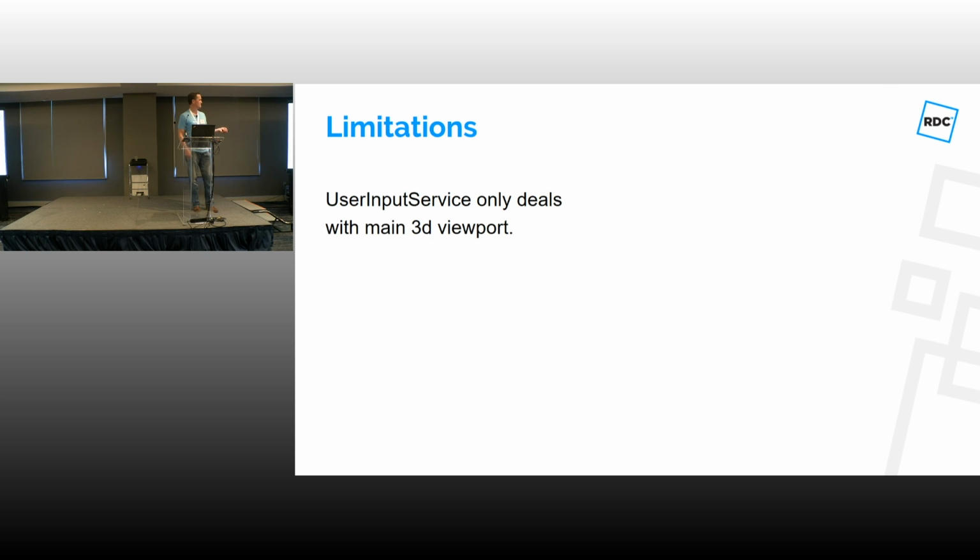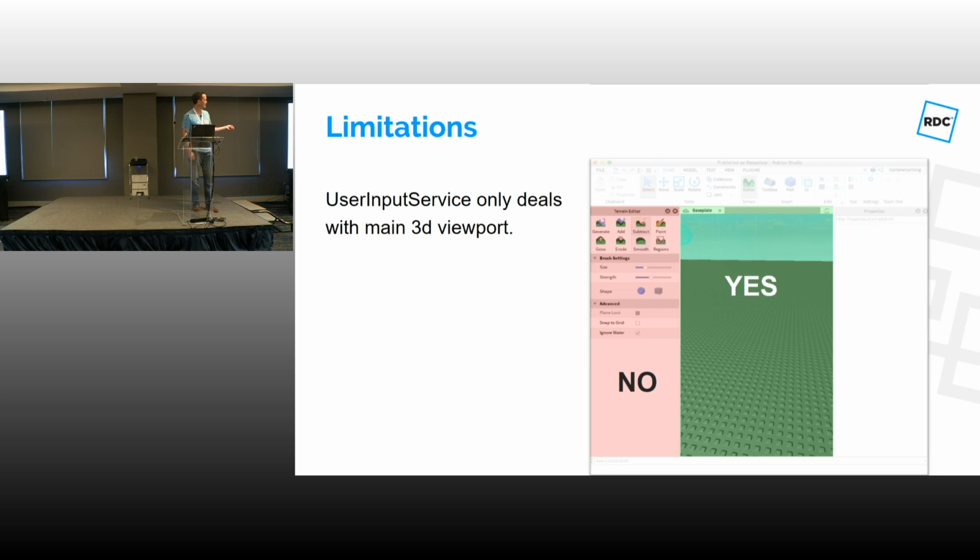Limitations: the user input service currently only deals with the main 3D viewport. If you ask where the mouse is, it's talking about the mouse in here, not in here. If you ask what keys are down, it's talking about what keys are down when you have the focus here and here, not so much in here. The keyboard we could possibly move over, we're thinking about doing that. The mouse probably isn't going to move, because if a mouse says I'm at 10,10, that's relative to something, relative to the top corner of the viewport. So that might be a whole new API, but the user input service is not going to be moving over.